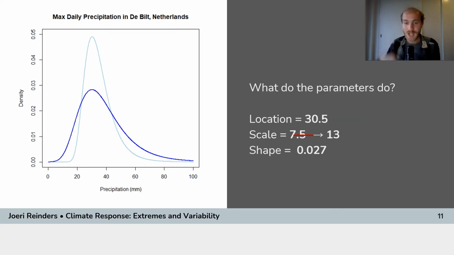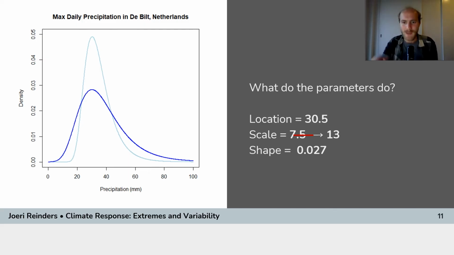Then we change the scale. You see that now our distribution gets wider. It gets a little bit, you could say, thicker. The peak also lowers because there's a bigger chance of values around the mean, so the chance that we see the mean itself is reduced. And it also affects the extremes, as you can see. There's a higher chance of finding an extreme value.